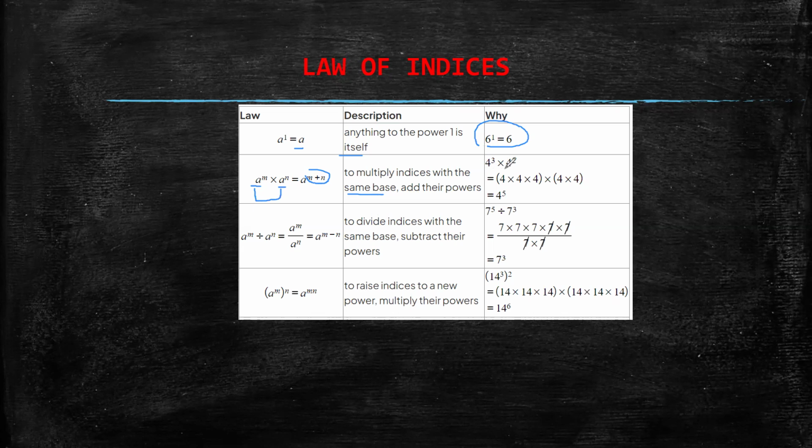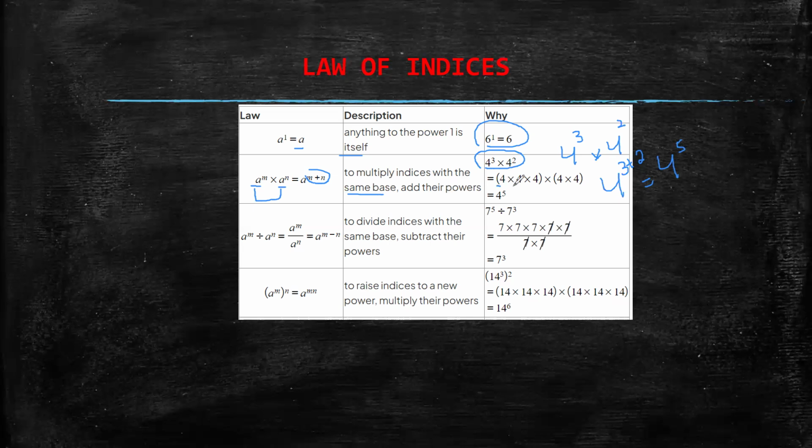As we see in this example, the base is the same. The base is 4 and the powers are 3 and 2. So we can write it like this as well, 4 to the power 3 plus 2. Because when the bases are the same, by the second law of indices, you can add the powers. So it will be 4 to the power 5.